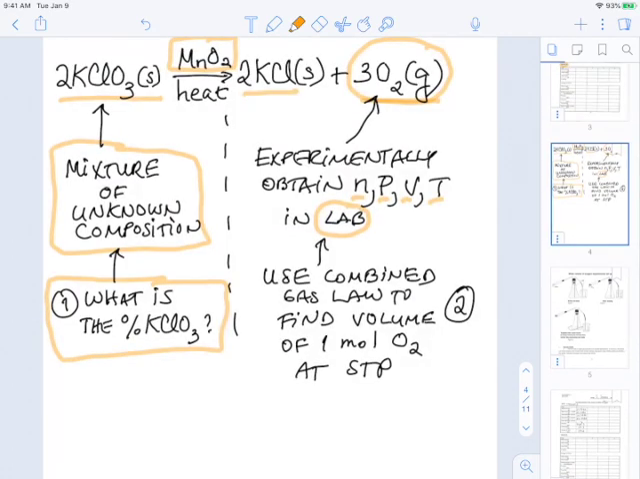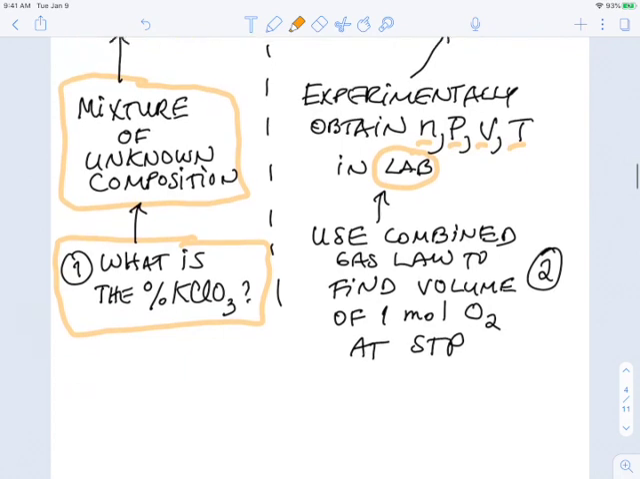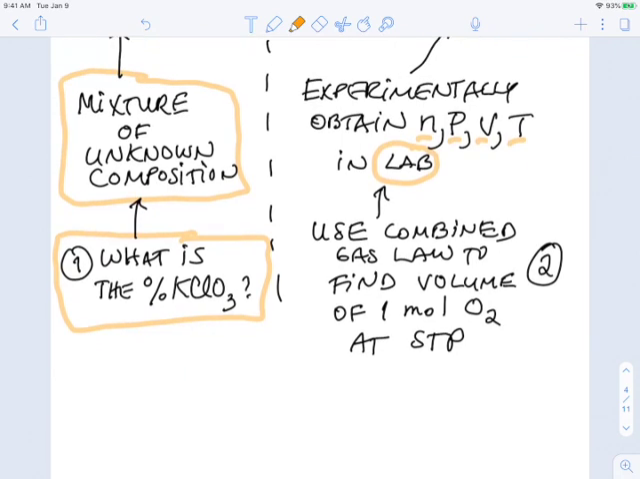We're going to use the combined gas law to find the volume of oxygen at STP, standard temperature and pressure, which for us, we're going to represent as 0 degrees Celsius and 1 atmosphere of pressure. So that's what we're going to be calling STP, standard temperature and pressure.